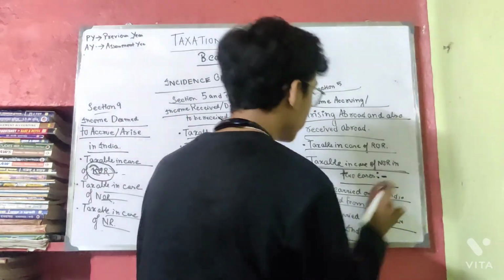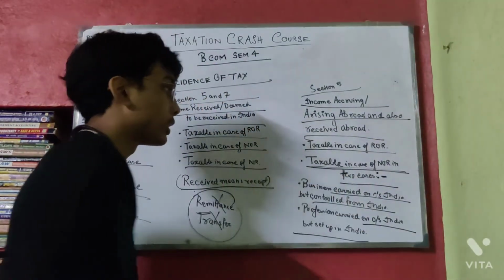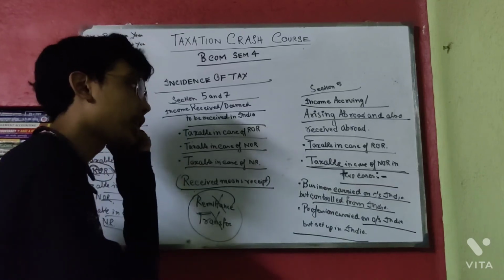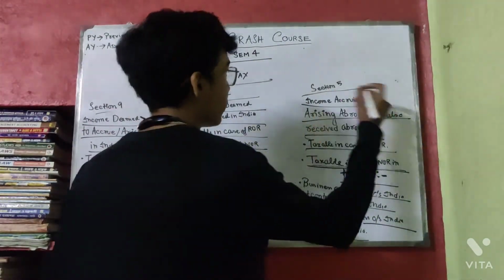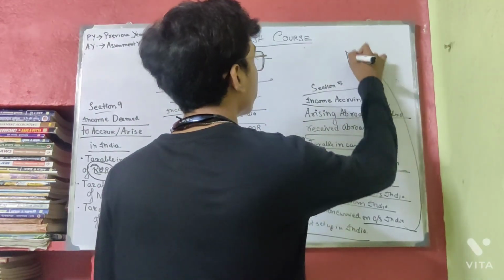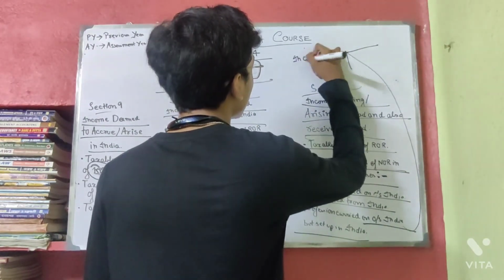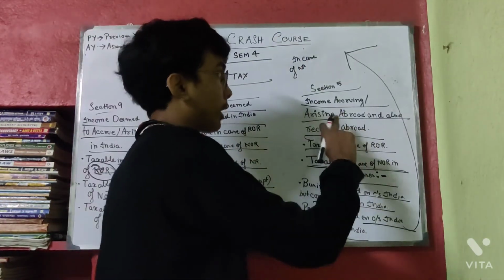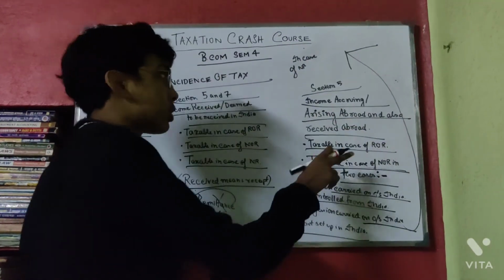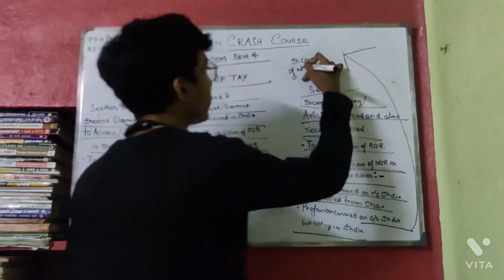So in these two cases, this will be taxable in the case of NOR: the business carried on outside India and controlled from India, and the profession set up in India. This is not taxable in the case of NR also. I forgot to write here that in case of non-resident, the income accruing or arising abroad and also received abroad will not be taxable in the case of non-resident.